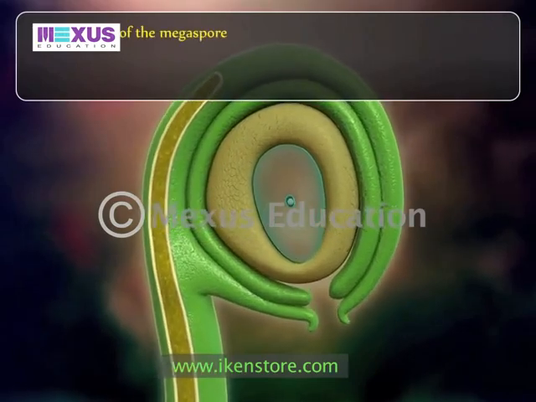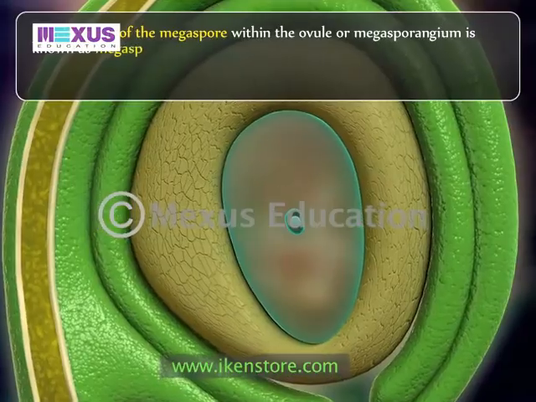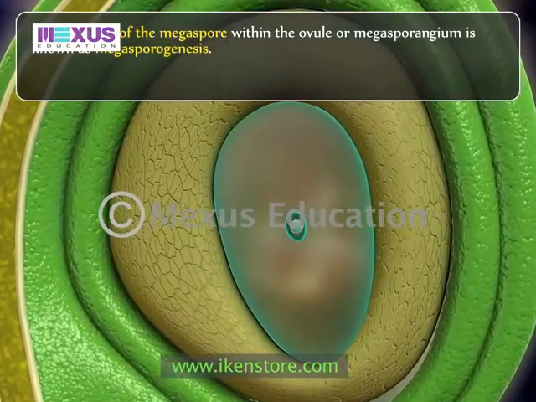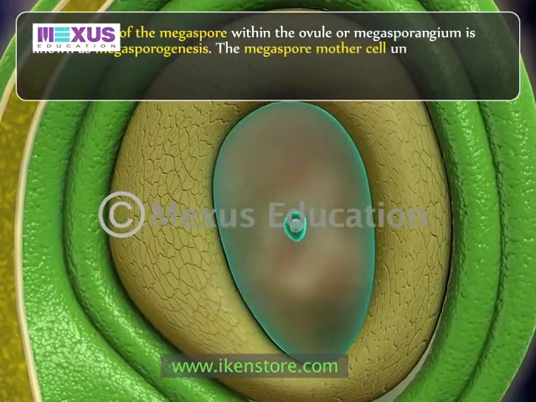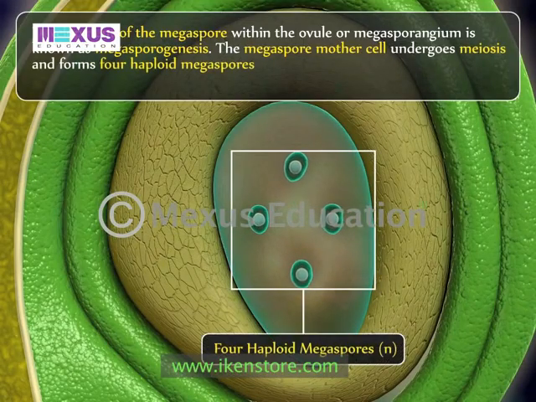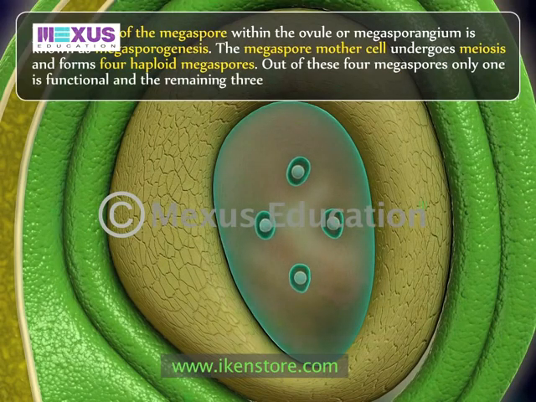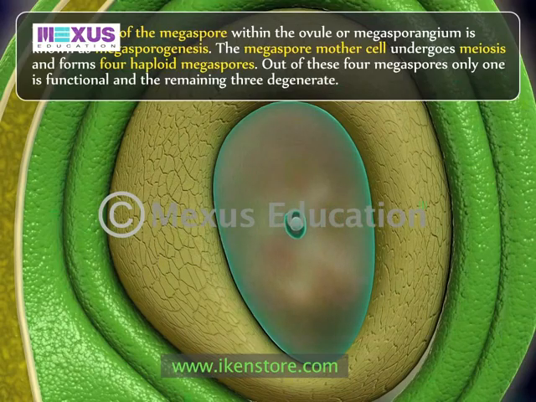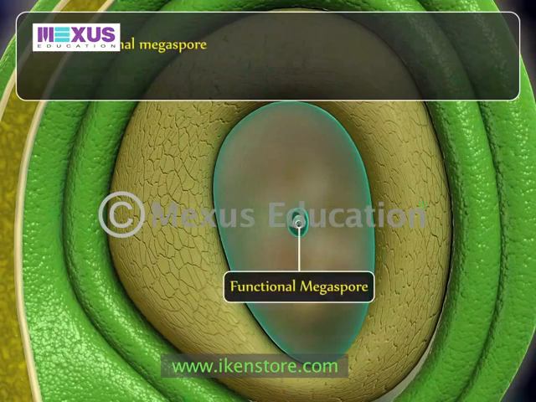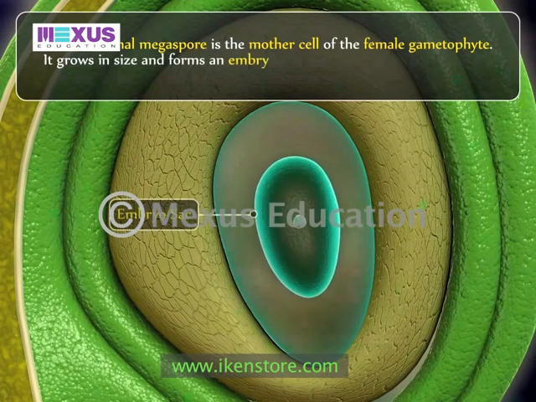Development of the megaspore within the ovule or megasporangium is known as megasporogenesis. The megaspore mother cell undergoes meiosis and forms 4 haploid megaspores. Out of the 4 megaspores, only 1 is functional, and the remaining 3 degenerate. The functional megaspore is the mother cell of the female gametophyte. It grows in size and forms an embryo sac.